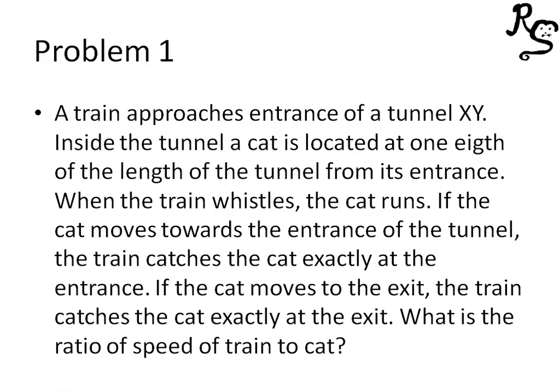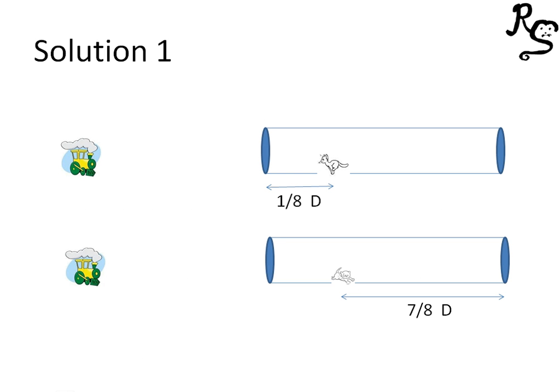First problem: a train is approaching a tunnel XY. Inside the tunnel, a cat is located at 1/8 of the length of the tunnel from its entrance. When the train whistles, the cat runs. If the cat runs towards the entrance, the train catches the cat exactly at the entrance. If the cat tries to run to the exit end, that is the other end, the train catches the cat exactly at the exit. You are supposed to calculate the ratio of the speed of the train to the cat.